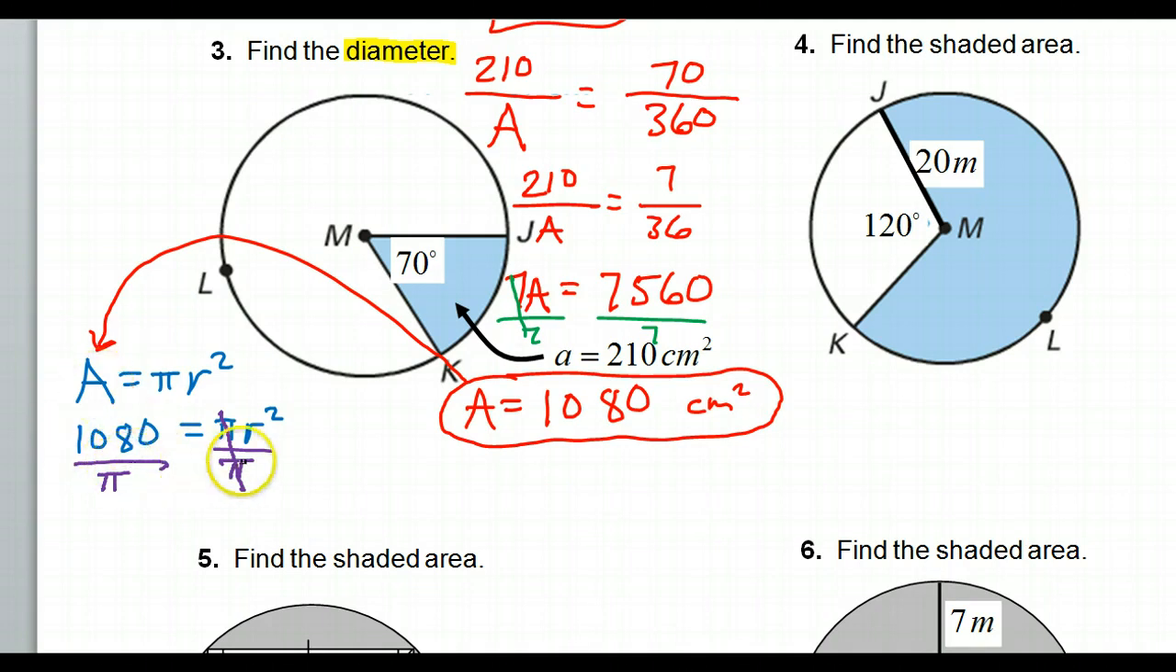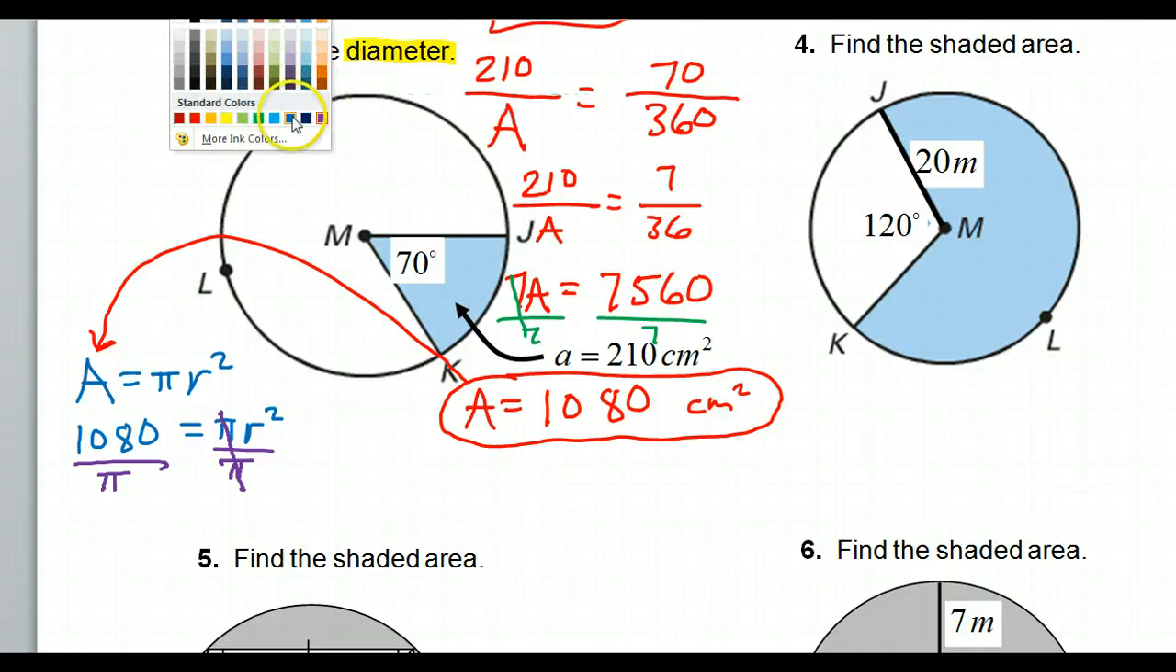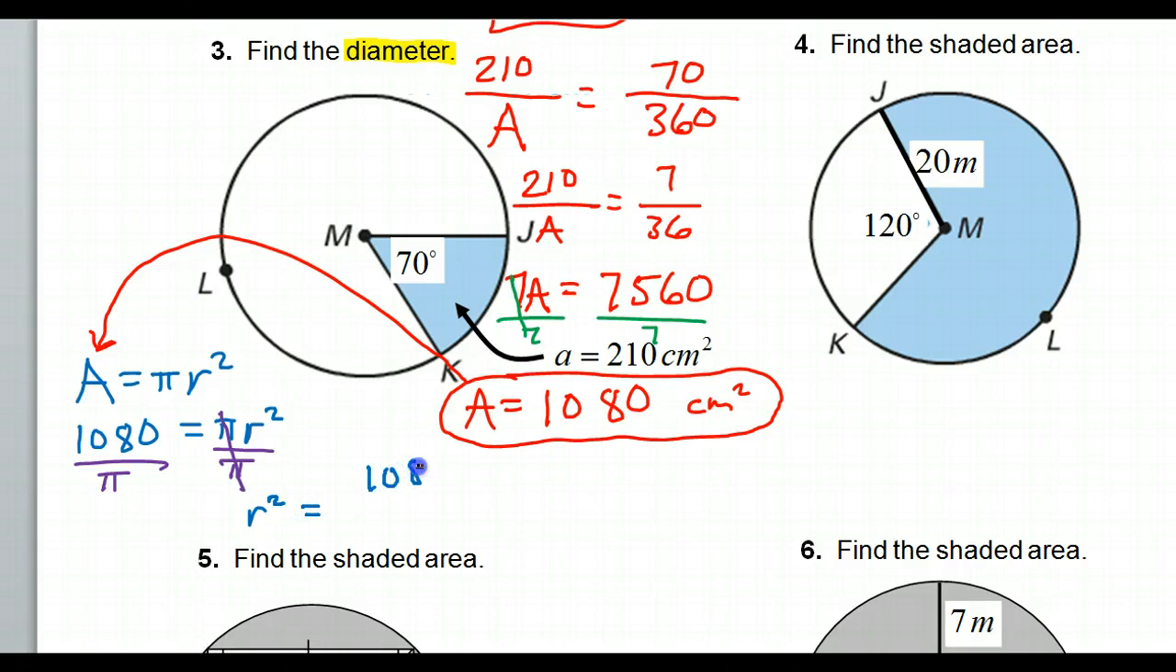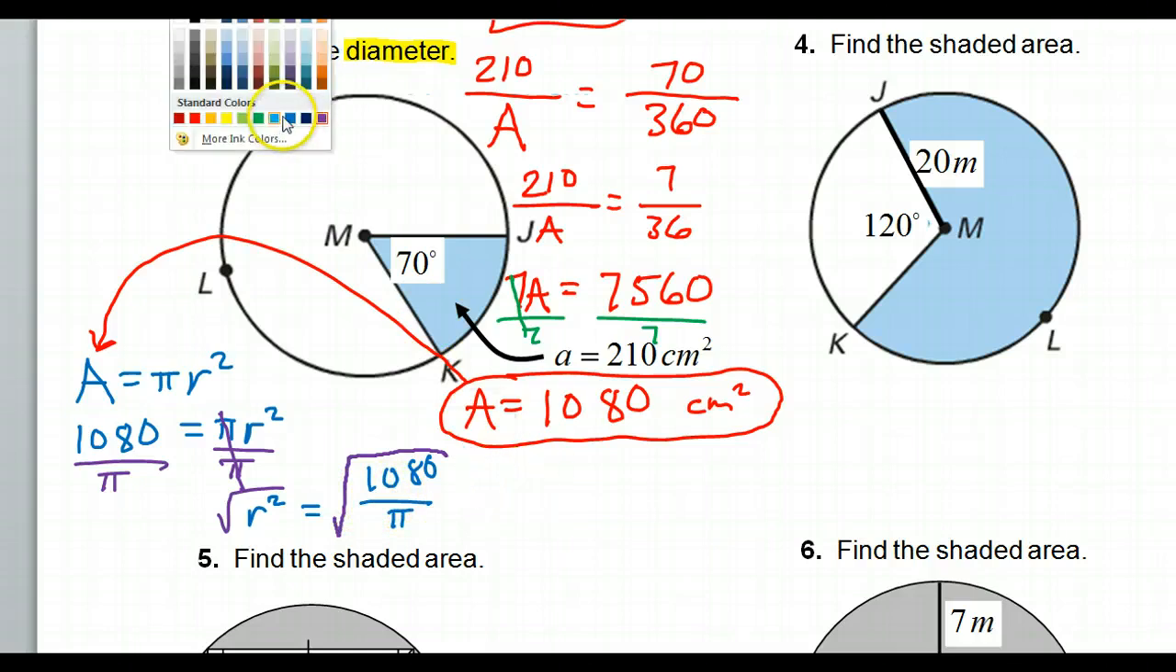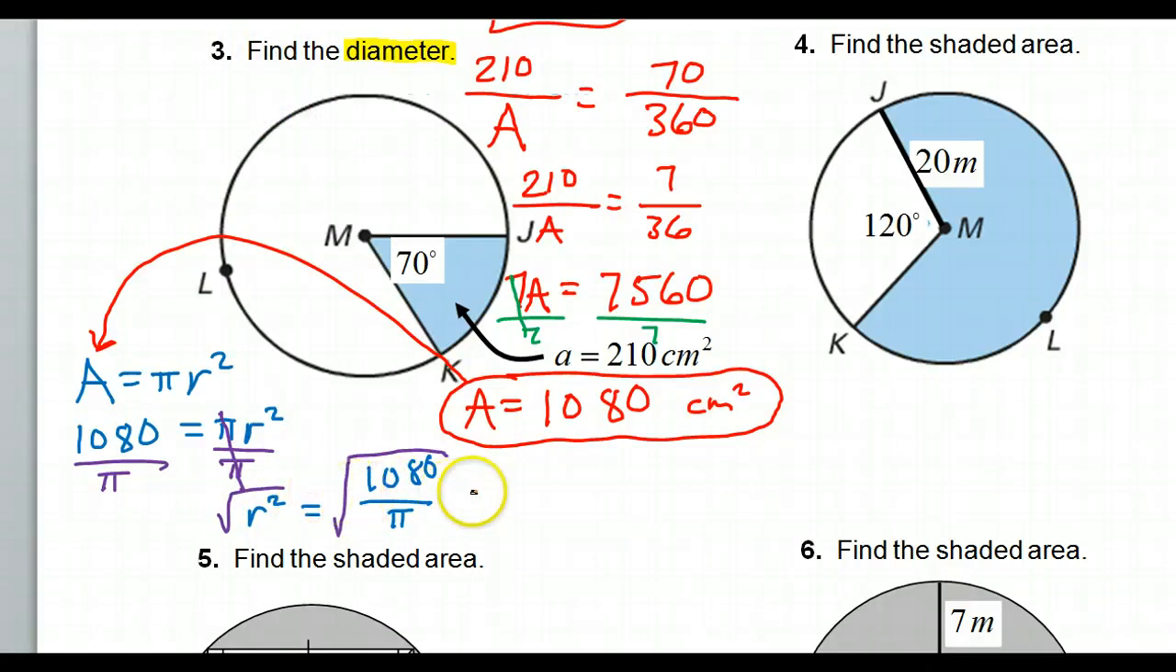I'm just going to leave this like this for a second, because right now what I have is r squared is equal to 1080 over pi. I try not to get decimals until the very end if I can avoid it. That's why I'm not dividing this and getting a decimal right now. Mo decimals, mo problems. So if I take the square root of both sides right now, well, I would definitely get a decimal. And I can do that because I'm so close to the end. But understand this: by taking the square root of both sides, now I have the radius.